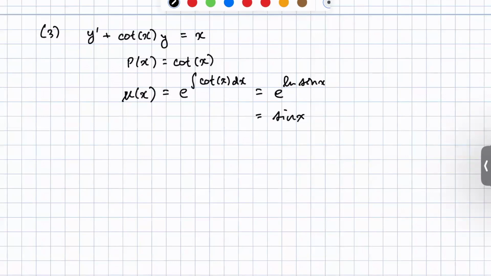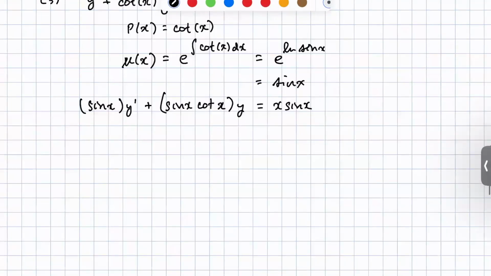So let's multiply through by sine x. I have sine x times y prime plus sine x times cotangent of x times y equals x times sine x. Now, notice that cotangent is just cosine of x over sine of x. So this sine cancels out with that sine. And I get sine of x times y prime plus cosine of x times y is equal to x sine x.